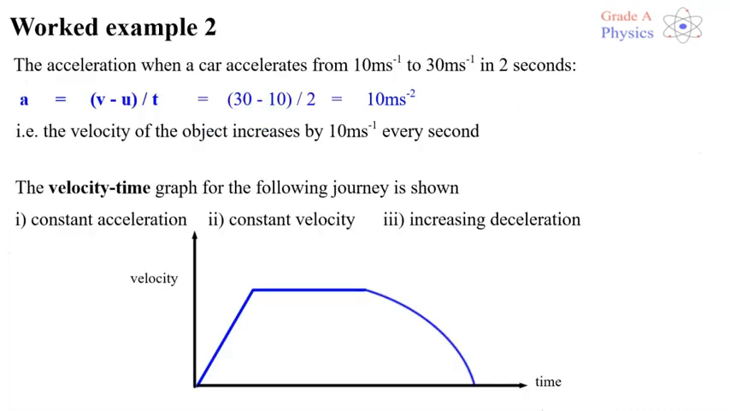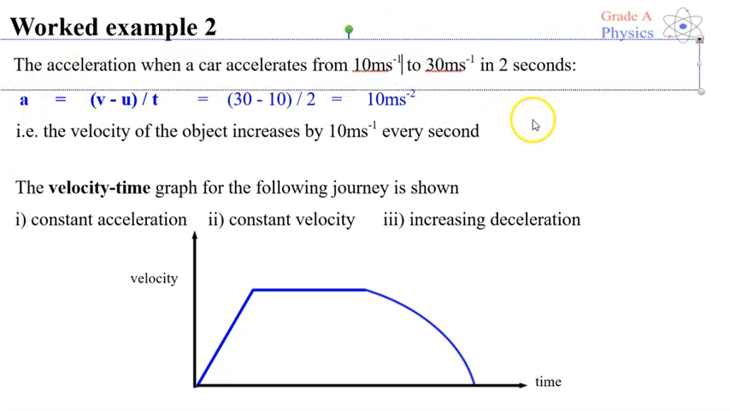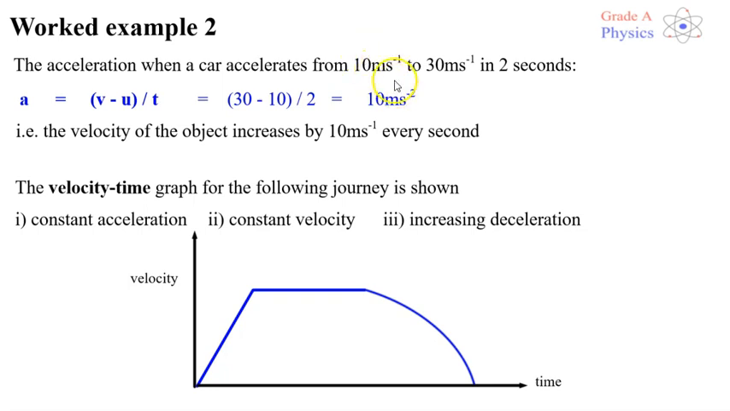Let's have a look at a simple worked example for acceleration. So this is a nice, easy GCSE example here. If we accelerate from an initial velocity of 10 meters per second to a final velocity of 30 meters per second in 2 seconds, what is the acceleration? So we can use our formula, the one from GCSE, a equals v minus u over t. So my final velocity is 30. Take away the initial velocity, which is 10. 30 minus 10 gives me 20, divided by the time taken would be 10 meters per second squared.